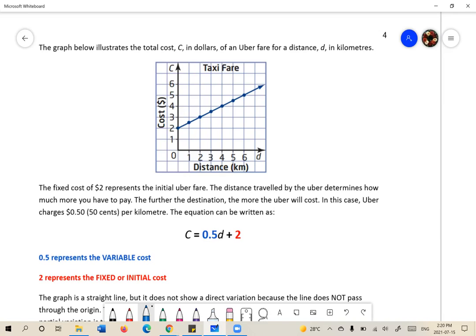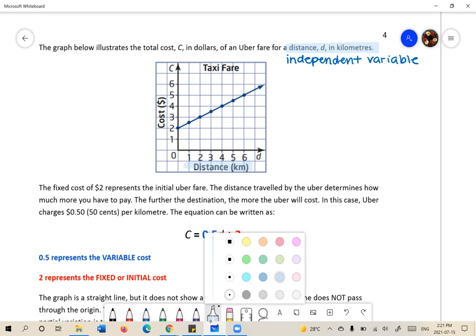The graph below illustrates the total cost, C, in dollars of an Uber fare for a distance, D, in kilometers. The graph tells me that our distance is our independent variable, and our cost is our dependent variable.